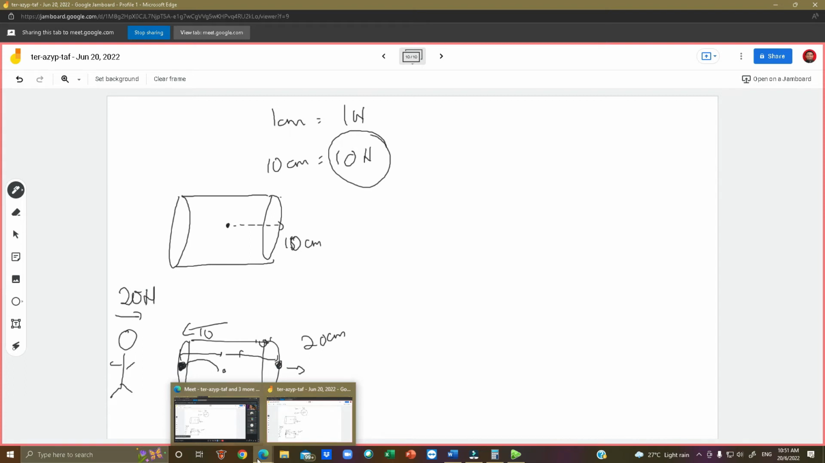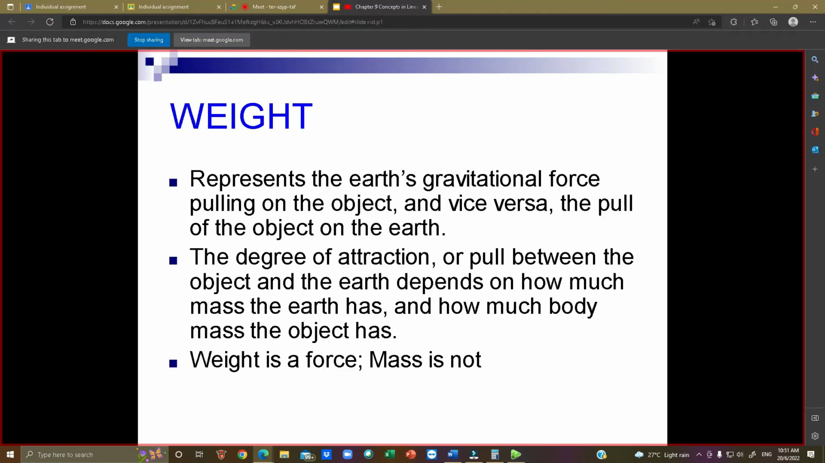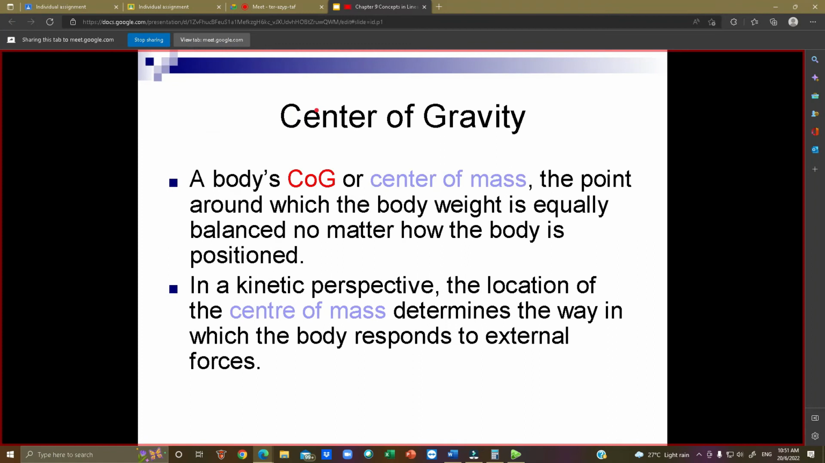Ni konsep dia, how we play around with center of gravity in order to keep your body stable and make you able to function properly. Ni yang pertama, positioning of base of support. Okay, itu adalah konsep dekat dalam center of gravity.